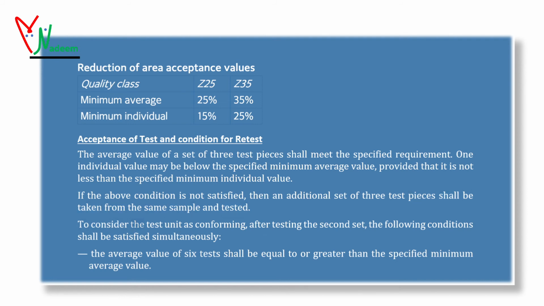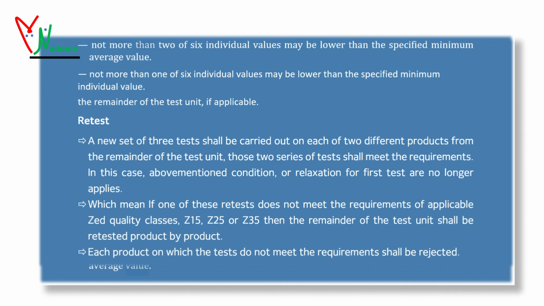To consider the test unit as conforming, after testing the second set, the following conditions shall be satisfied simultaneously. The average value of 6 tests shall be equal to or greater than the specified minimum average value. Not more than 2 of 6 individual values may be lower than the specified minimum average value. Not more than 1 of 6 individual values may be lower than the specified minimum individual value. The remainder of the test unit, if applicable.